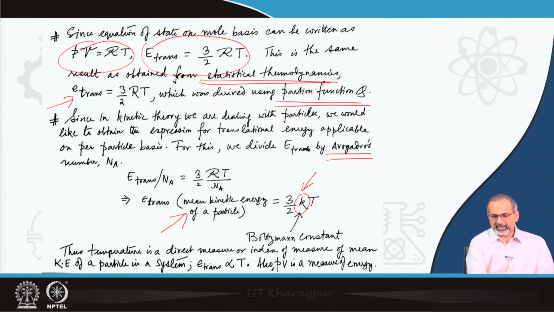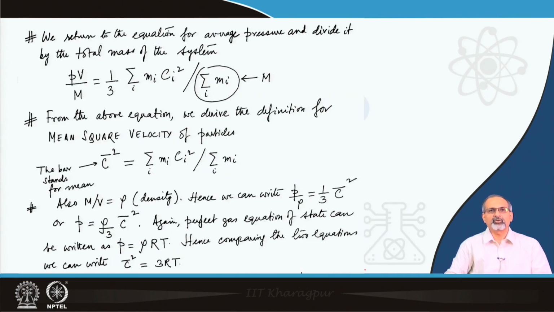This temperature is a direct measure or index of the mean kinetic energy of a particle in the system, and the product PV is essentially a measure of energy. So, these were very interesting and important concepts that we introduced through our discussion of kinetic theory basics.